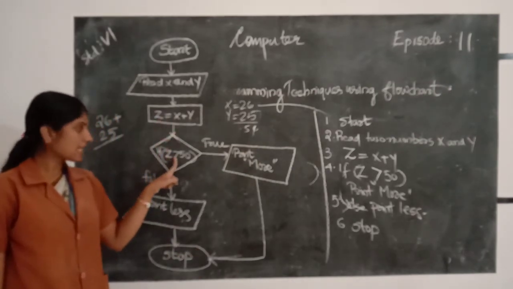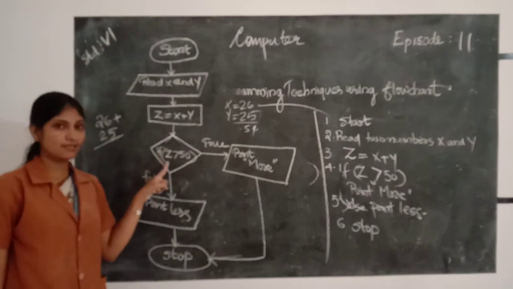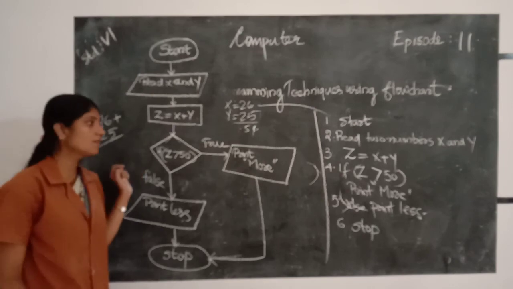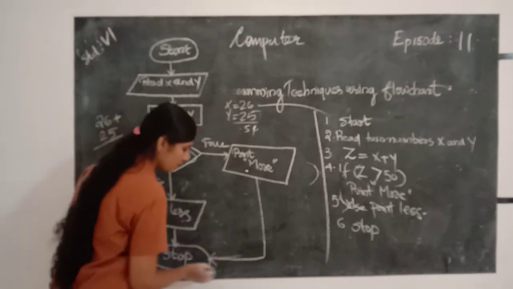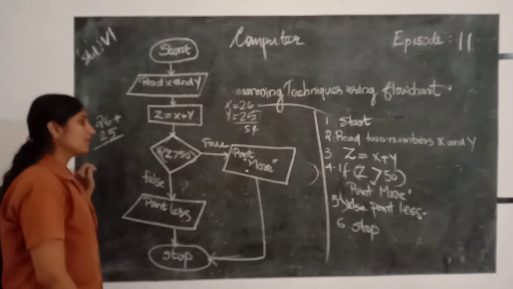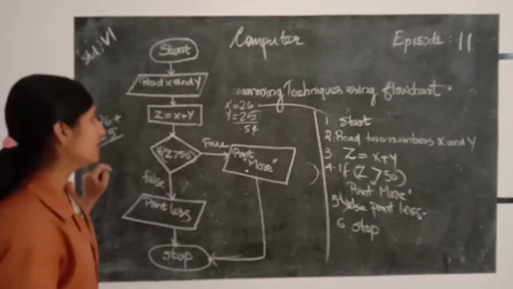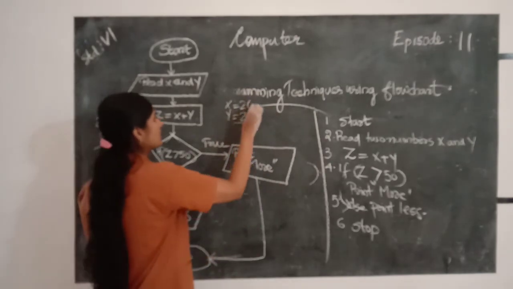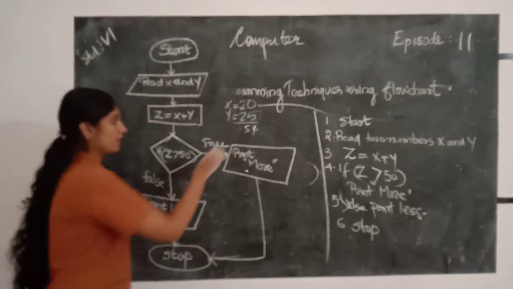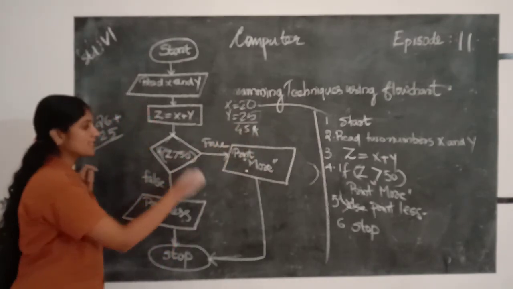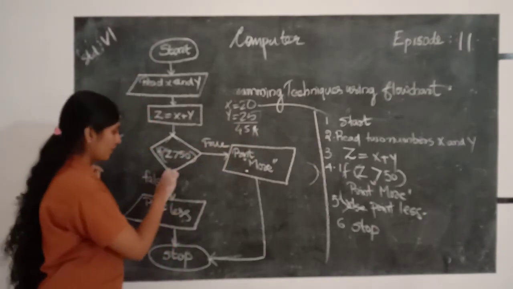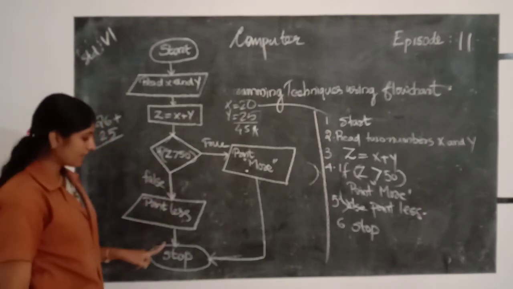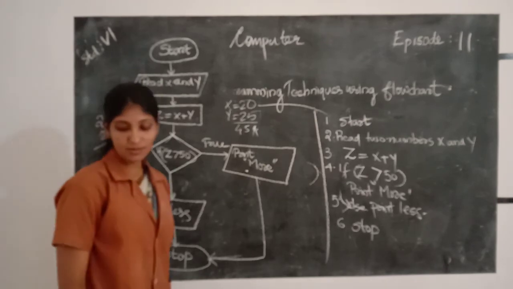Then 51 greater than 50. So can you tell me, is 51 greater than 50? 51 greater than 50 is true. So print more and go to stop. Let's take another example: 20 plus 25. So 45, and is 45 greater than 50? No. So false. So the control goes to print less and then stop.